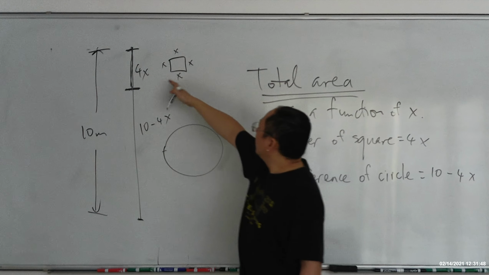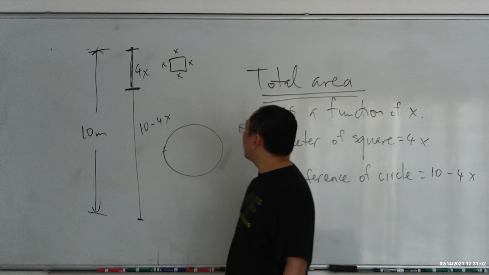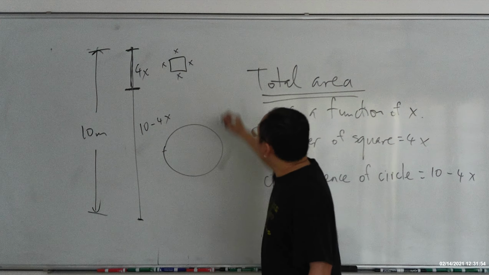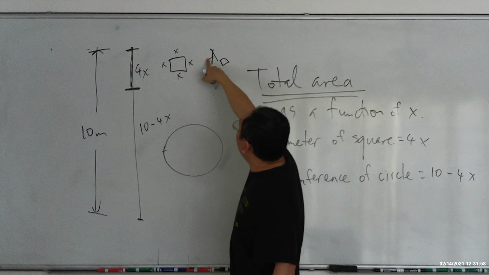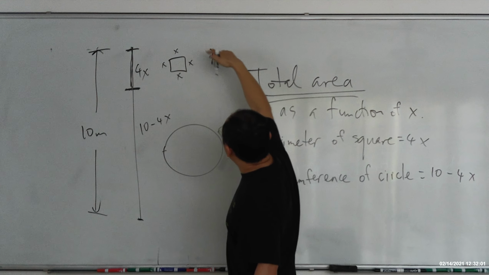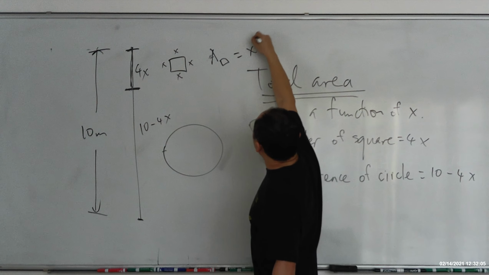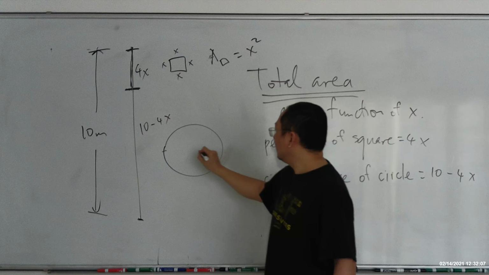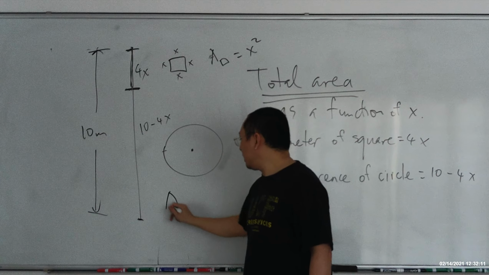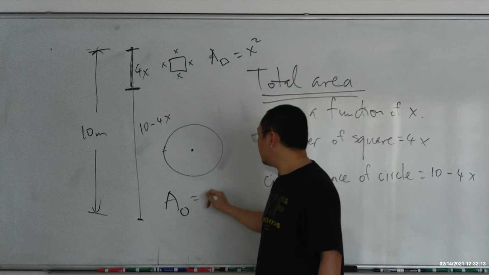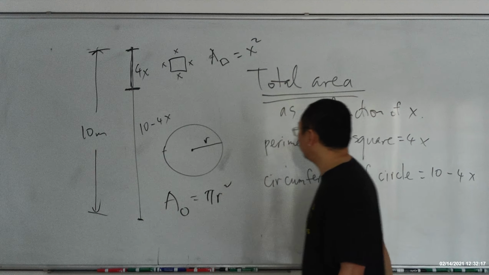So if the side of the square is x, then the area of the square is what? Okay. A stands for area, and then the little square right here means the area of the square is x squared. Okay? And I have to look for the formula for the area of the circle. So area of the circle is pi r squared. This is r. Okay?